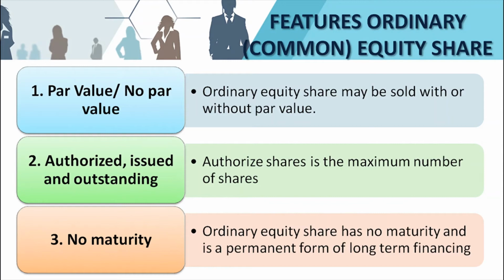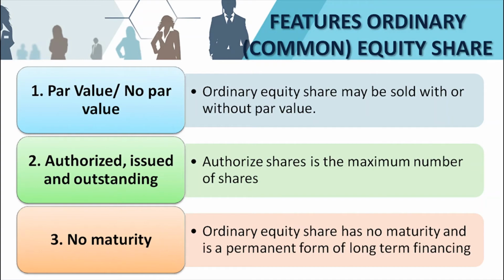The second feature of ordinary equity share is authorized, issued, and outstanding. Authorized share is the maximum number of shares that a corporation may issue without amending its charter. Issued share is the number of authorized shares that have been sold, while the outstanding shares are those shares held by the public.